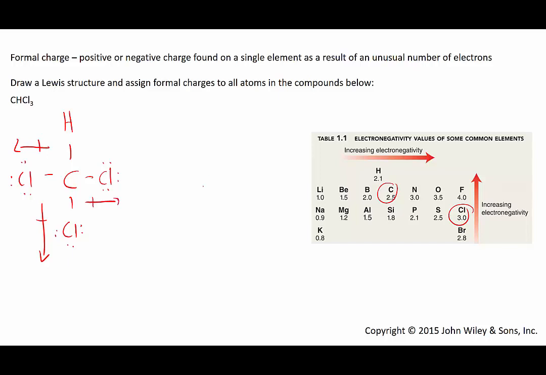which, when we redraw the structure, will result in a partial positive charge on the carbon and partial negative charges on each of the 3 chlorine atoms.